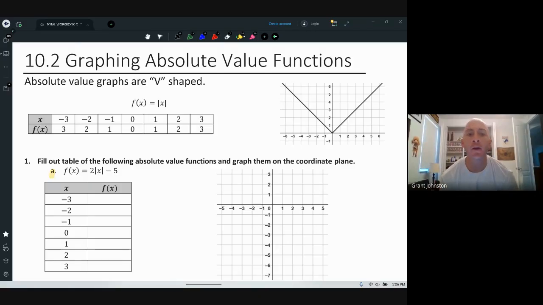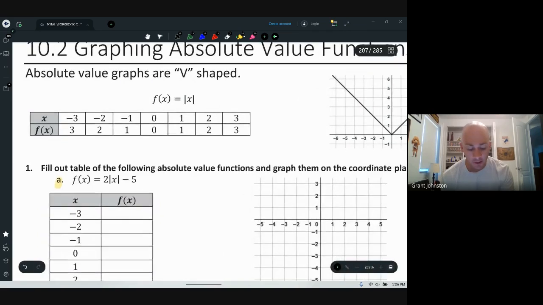Graphing absolute value functions. Absolute value graphs are V-shaped. They actually have some similar properties to quadratic functions, because quadratic functions were U-shaped. Absolute value graphs, though, are V-shaped. Here's a little table of it just to make you understand.